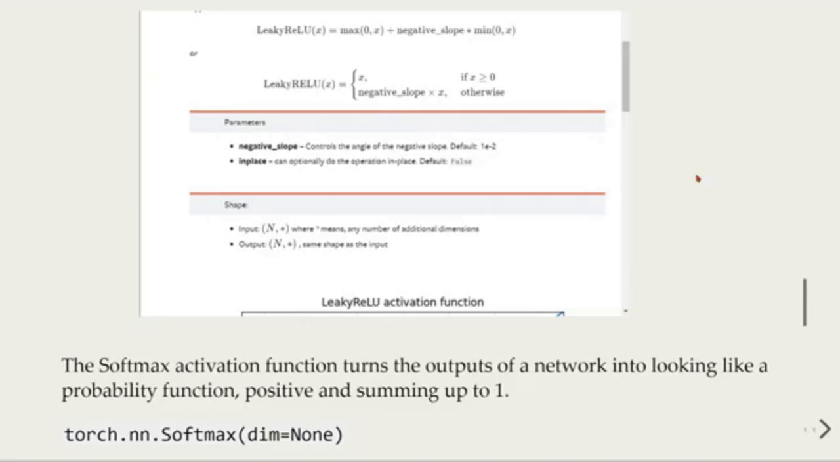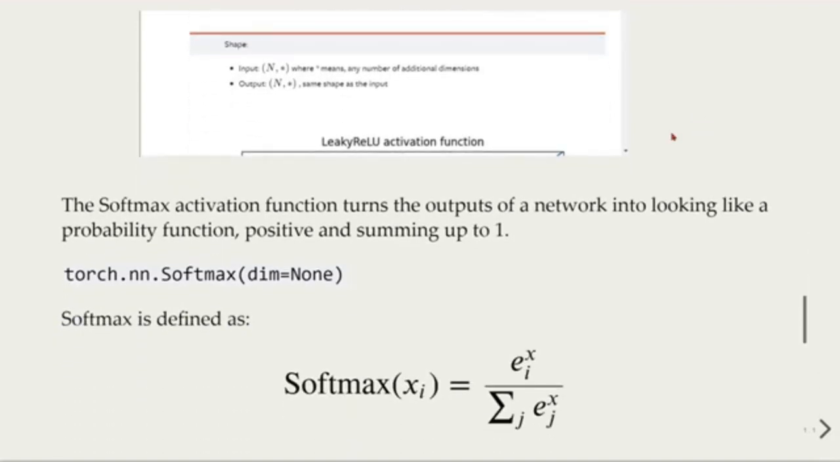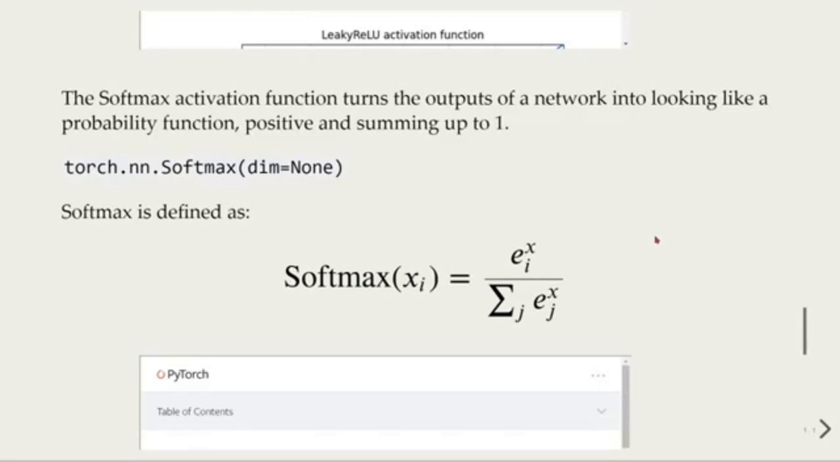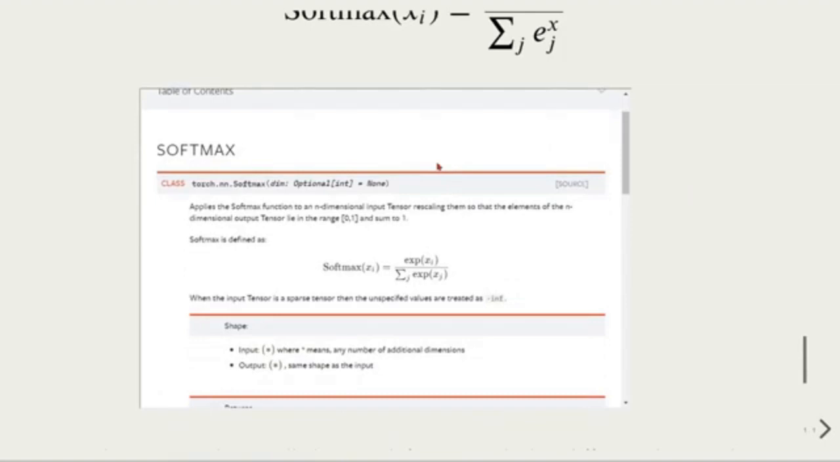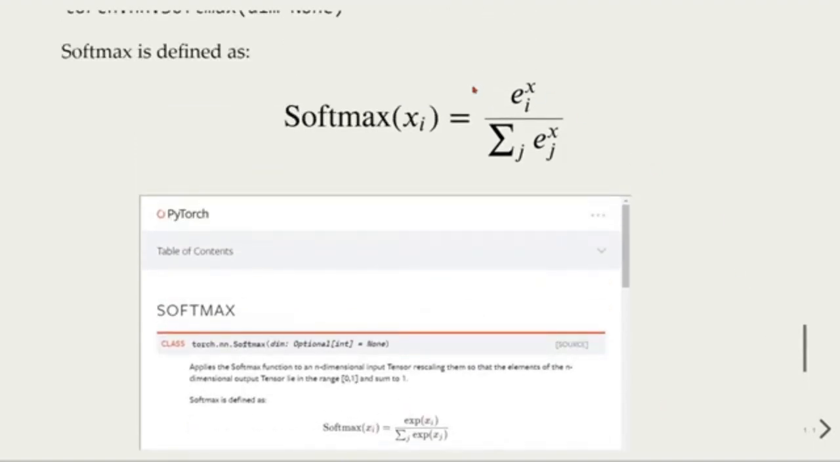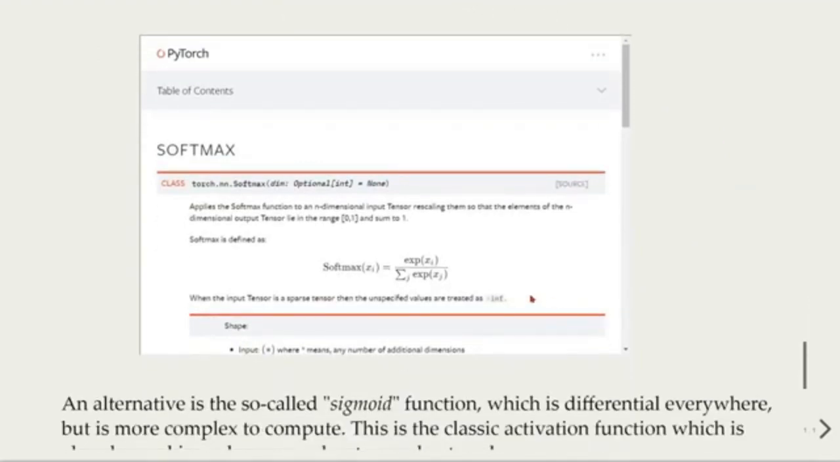Another activation function is the softmax, which turns the outputs of a network into something looking like a probability function, positive and summing up to 1. This is another very used activation function, and again in the documentation it's given by this equation here. The softmax applies the function to an n-dimensional input tensor, rescaling the elements so that the n-dimensional output tensor lies in the range of 0 to 1 and sums to 1.